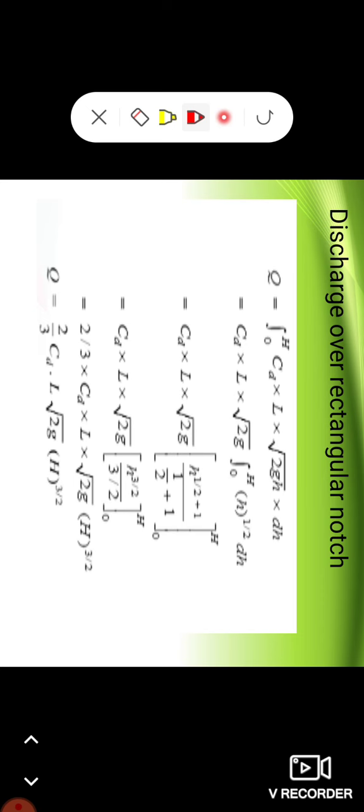Now the final equation becomes: 3 by 2 becomes 2 by 3 when we bring it up as a ratio. That is 2 by 3 into CD into L into root of 2g into h to the power of 3 by 2. So this is the expression for discharge through a rectangular notch. Q is equal to 2 by 3 into CD into L into root of 2g into h to the power of 3 by 2. This is the discharge equation for the rectangular notch.